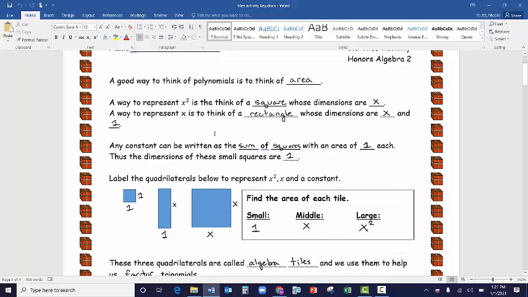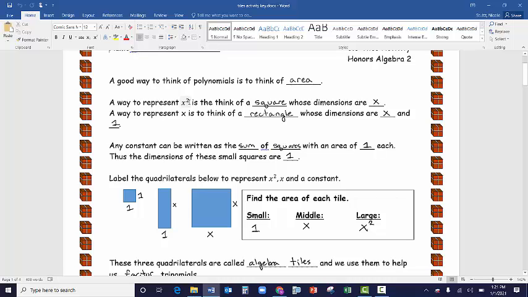So I want you to think of a polynomial like x squared plus 3x plus 5, for example. All right, we have been practicing using the x method to factor that. So instead, I would like you to change the way you think about polynomials today. I want you to think of area.